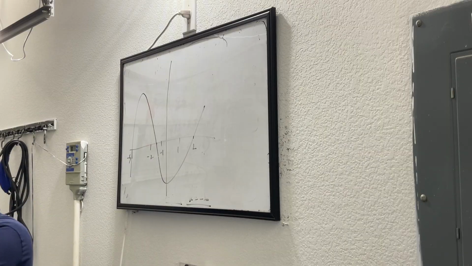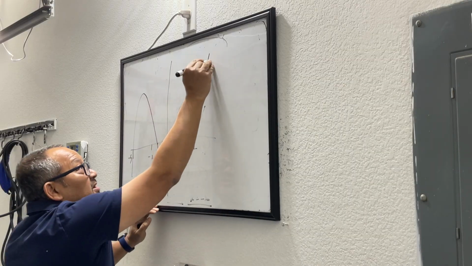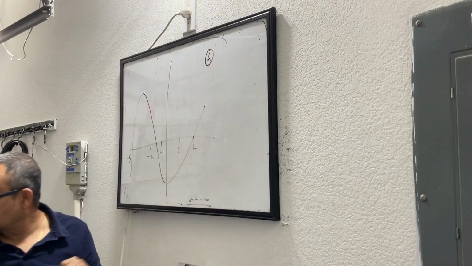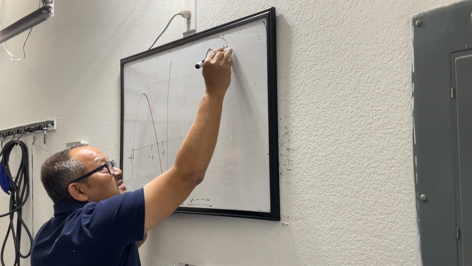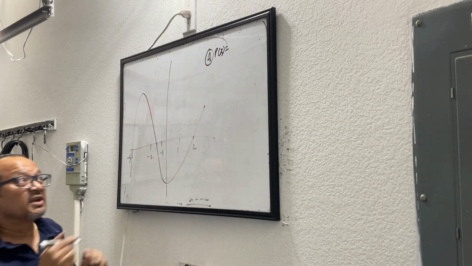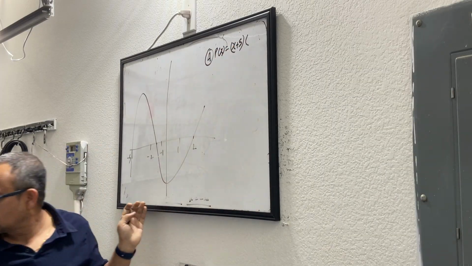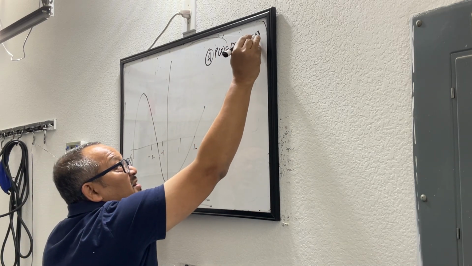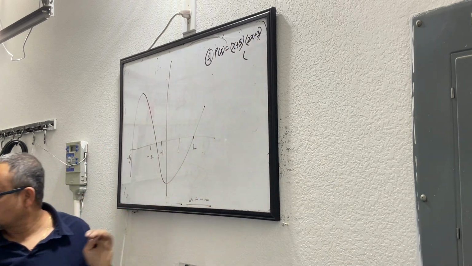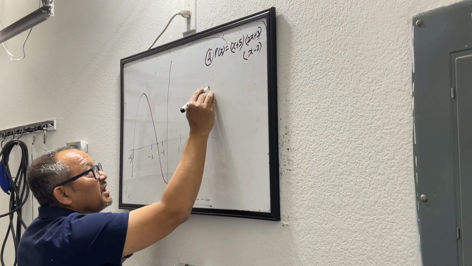I will write the answers here because I'm an old school guy, right? My problem is when I don't write, I don't get the confidence. First option is P of x equals, and I'll complete the equation for you guys, x plus 5 times 2x plus 3 times x minus 2. Okay, this is option A.